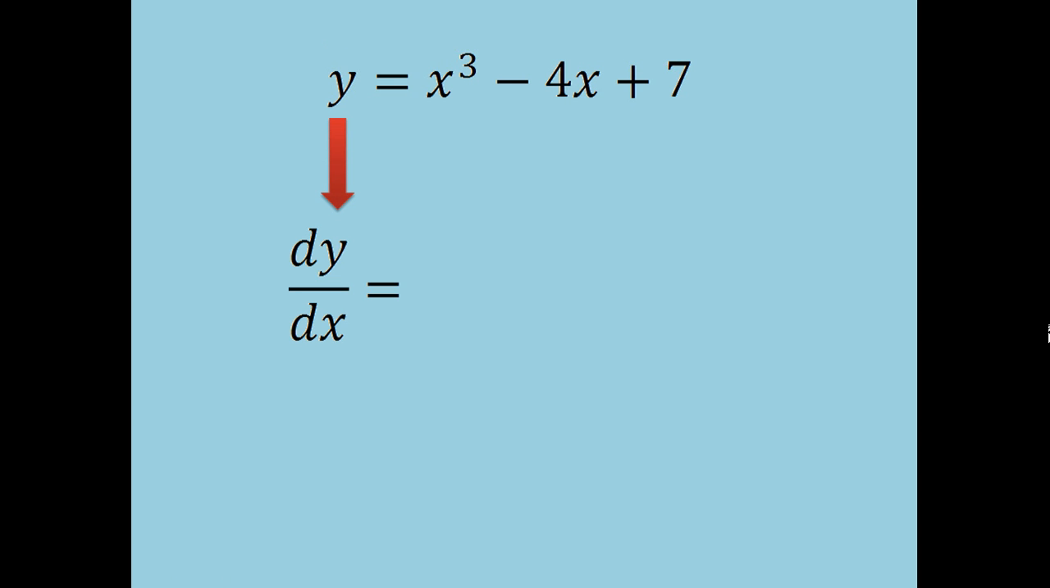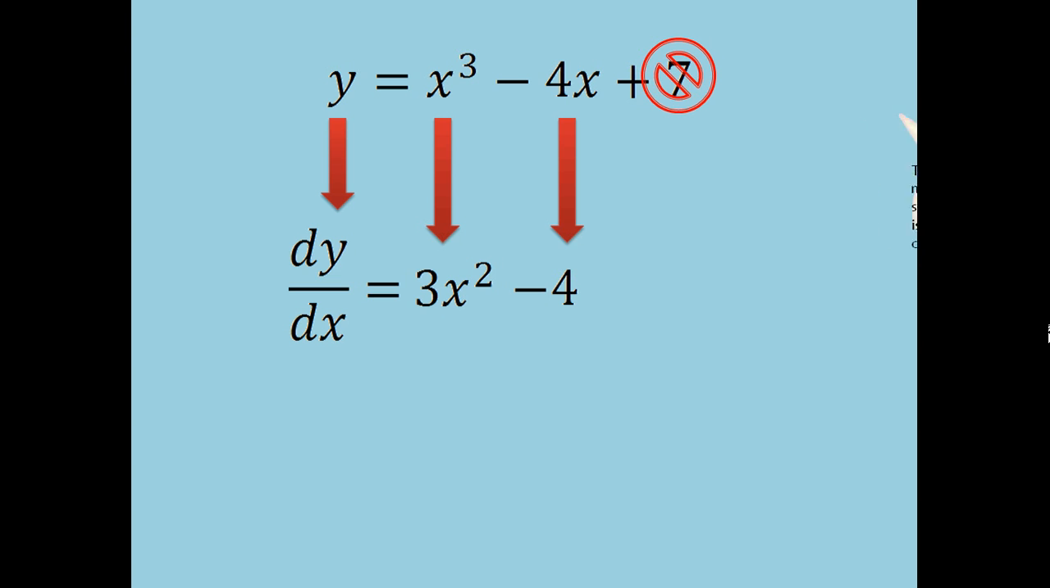Of course, the derivative of y is dy dx. By the power rule, we know the derivative of x cubed is 3x squared. We bring the 3 down and then we subtract 1 from the power. The derivative of minus 4x is negative 4. And the derivative of 7 is 0, because it doesn't depend on x, so it doesn't affect the slope of the function at all.